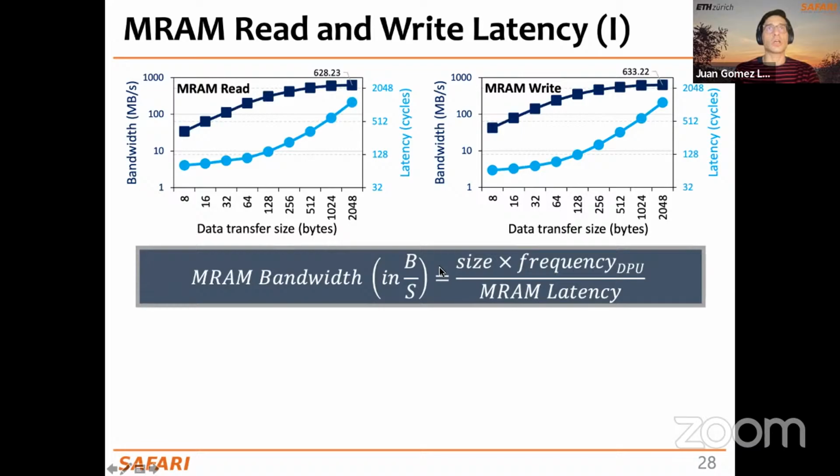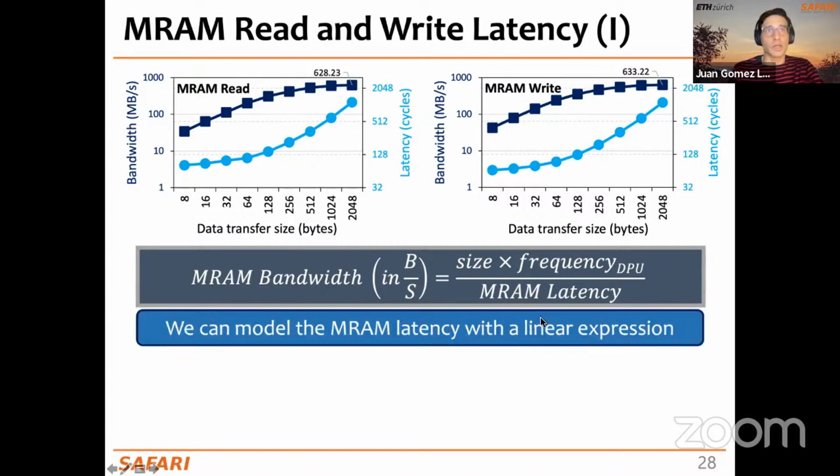And these are the results. The lighter blue is the latency, the darker blue is the bandwidth. The way that we obtain the bandwidth is from the latency measurement that we do. We measure the latency in cycles, and then using this expression here, we obtain the bandwidth. Notice that in this expression, we have the size of the transfer, either 8, 16, or 2048 bytes, and we multiply that by the frequency because the MRAM latency is measured in cycles.